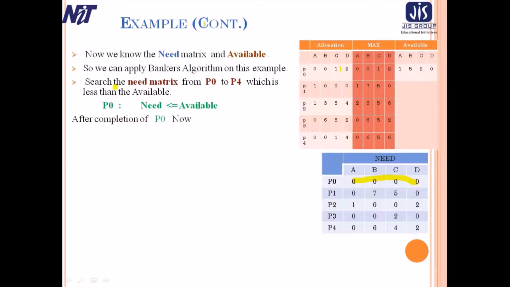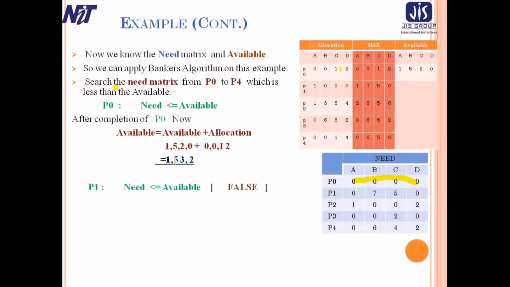After completion of P0, our available equals available plus allocation, that is our current available plus allocation of P0. So our available is 1 5 2 0 and allocation of P0 is 0 0 1 2. So currently our new available is 1 5 3 2.